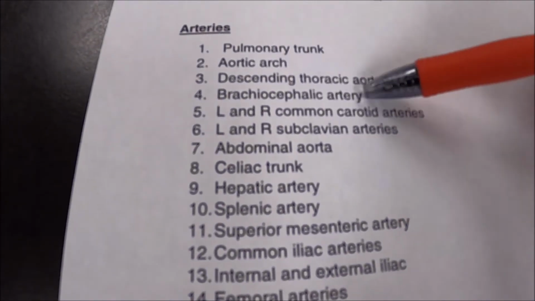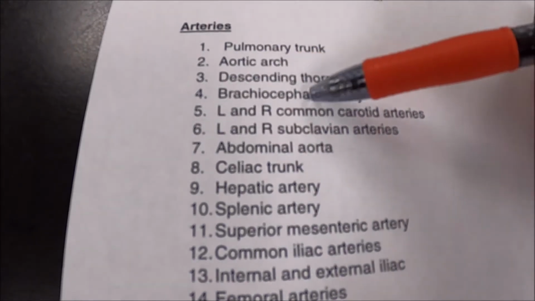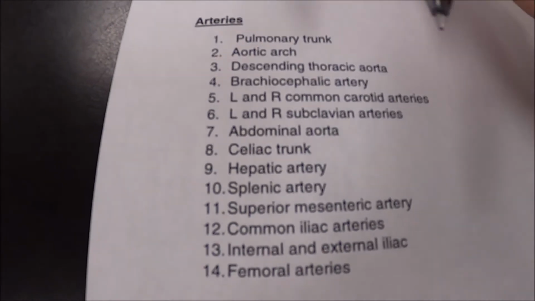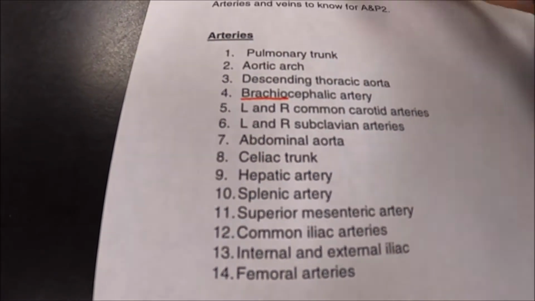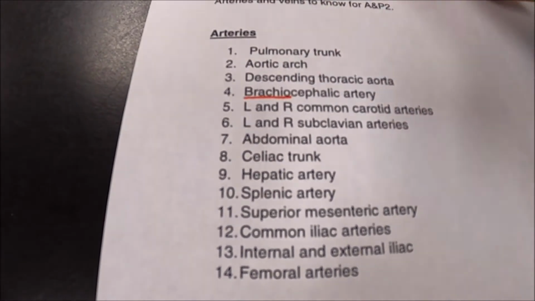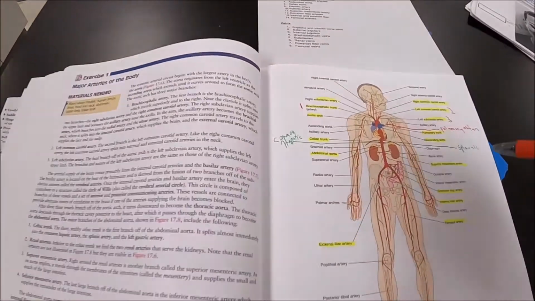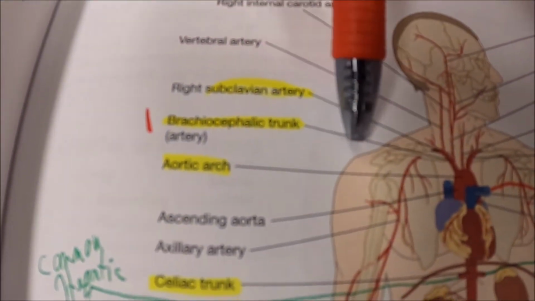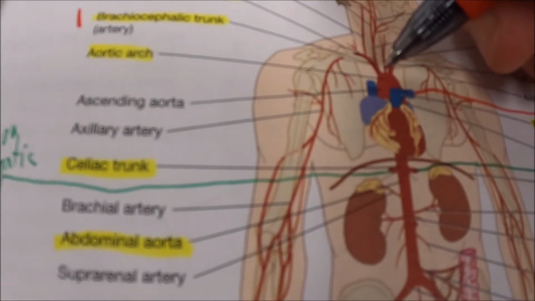brachiocephalic artery. All right, this is important because this is one of those that comes right out of the heart. Brachiocephalic. I want you to know what this means, right? Anything brachio means arm, and anything cephaly means head. So the brachiocephalic goes both to the arm and to the head. And if you find this thing here and follow it over, what you're going to see is that it's going to come up out of the heart.